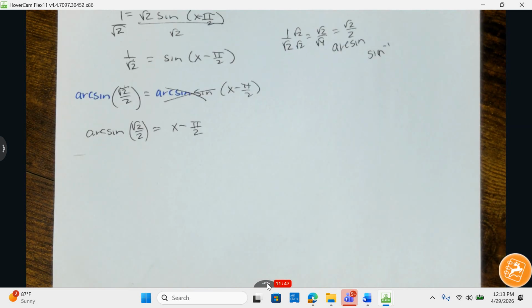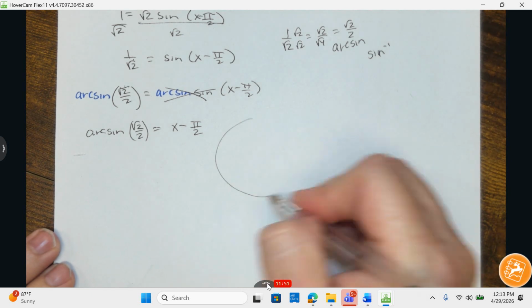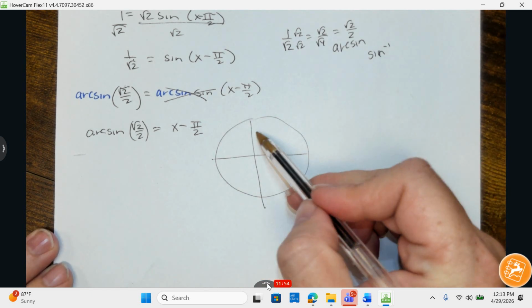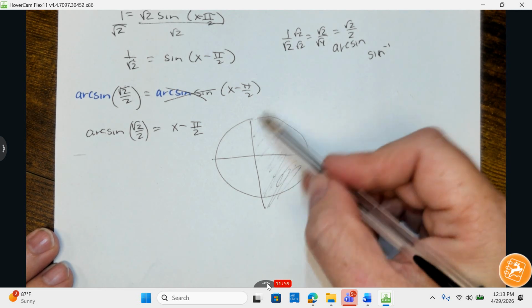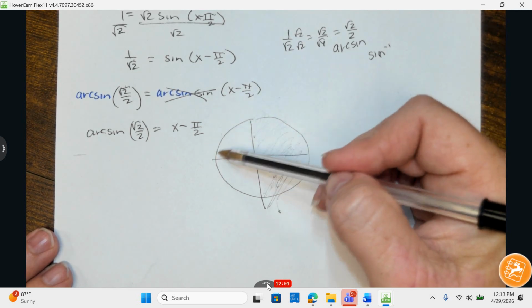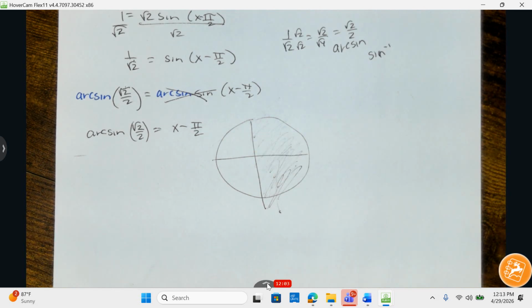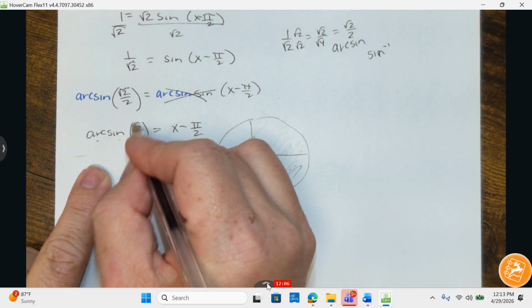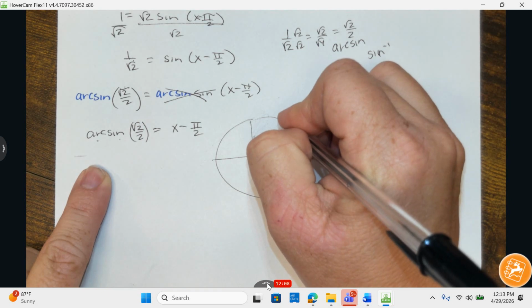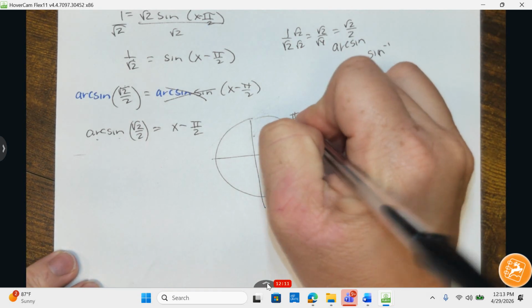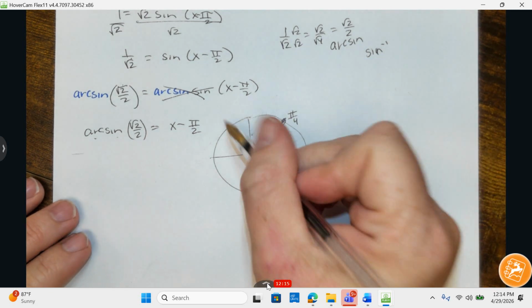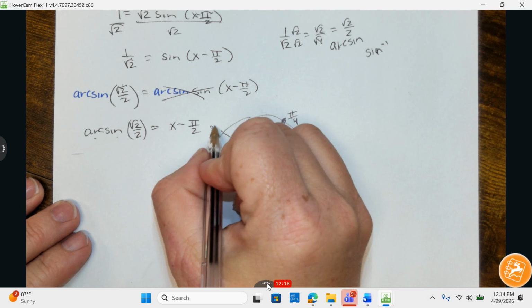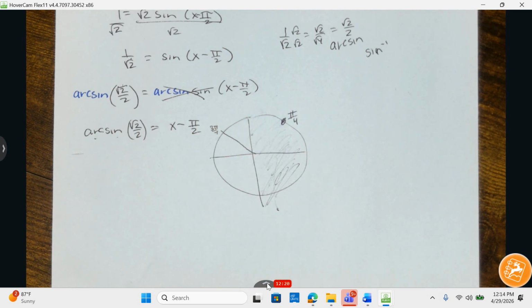What is the arcsine of the square root of 2 over 2? Well, for the sine values, arcsine and arctangent will give you answers that occur in quadrants 1 and 4, where arccosine would occur in 1 and 2. So I know that sine gives us a positive square root of 2 over 2 right here at pi over 4. And it also gives a positive over here, to keep that in mind, at 3 pi over 4. Just so we can keep that in mind.